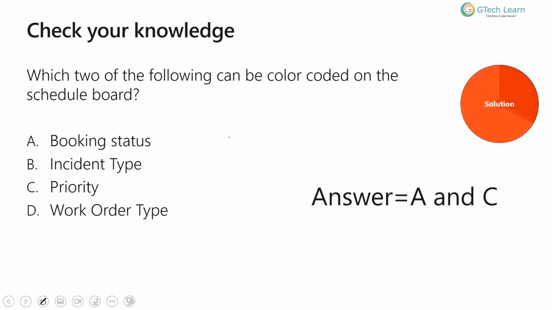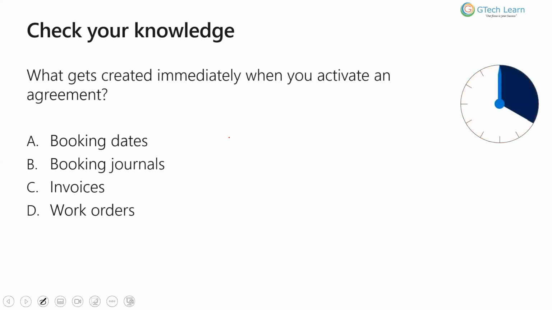Okay, so the correct answer for that question is going to be option A and C. That means the booking status and the priority. The next question we are having in line is, what gets created immediately when you activate an agreement? Is it option A, booking dates, option B, booking journals, option C, invoices, and option D, work orders? So let's get your answers on the chat box and let me start the timer now.